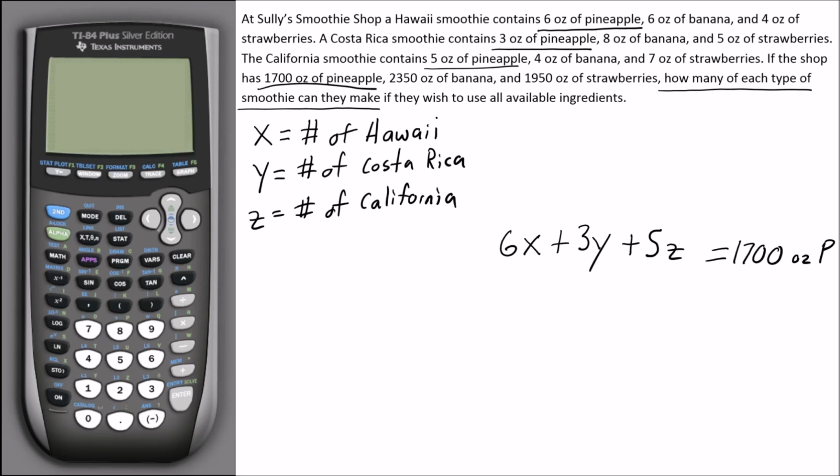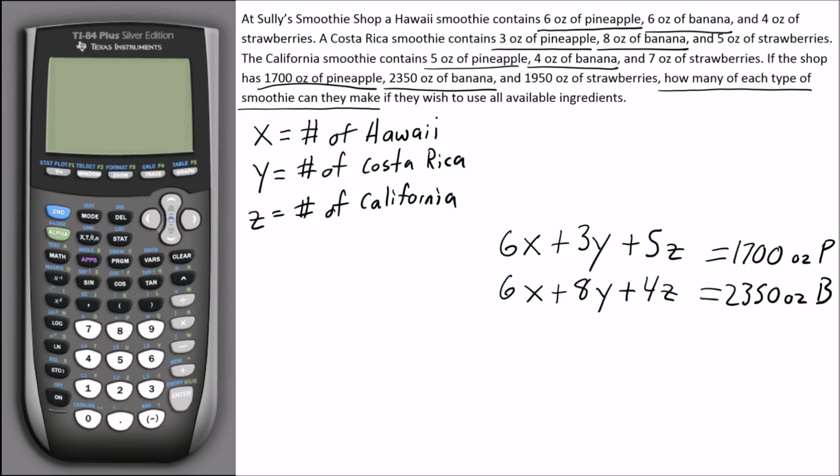Next, we see that we have 2,350 ounces of banana, so we can start with that. And so, of course, everything to the left of that needs to be in ounces of banana. So the Hawaii is 6 ounces of banana, so 6x. Costa Rica, 8 ounces of banana, so plus 8y. And then the California, 4 ounces of banana, so that's plus 4z.